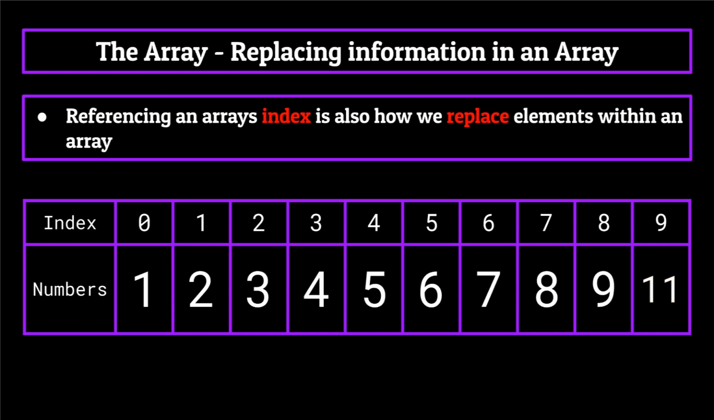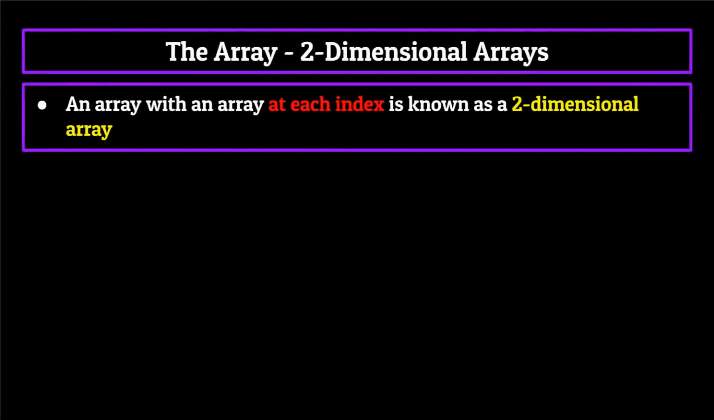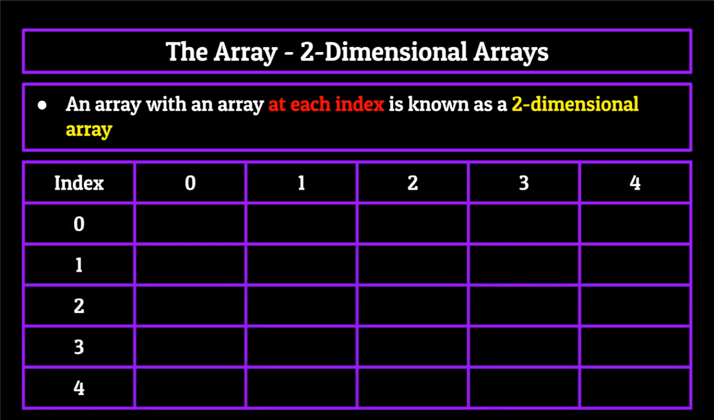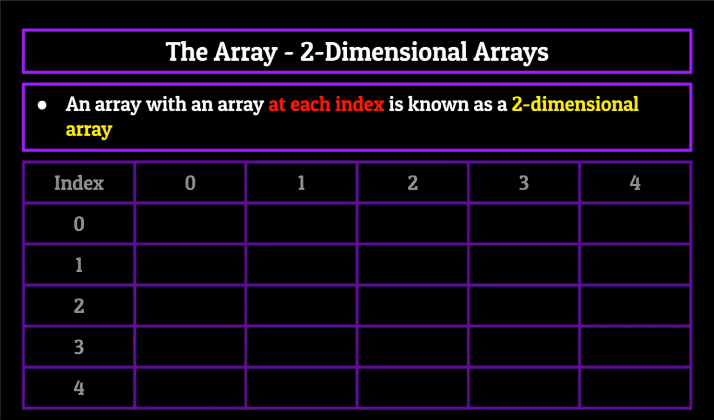Now, the last thing I want to talk about before we jump into the time complexity equations for an array is the practice of putting arrays inside of arrays. An array with an array at each element is known as a two-dimensional array. Think of a two-dimensional array as a matrix. It's similar to any other array except that instead of a primitive data type like an integer housed at each element, we would instead have a whole other array with its own size and indexes.